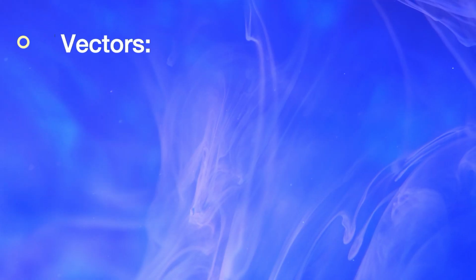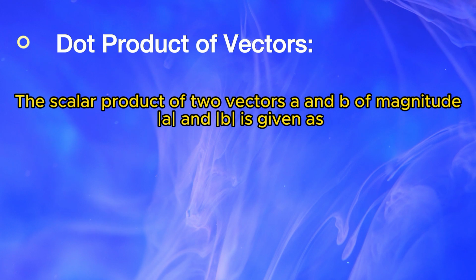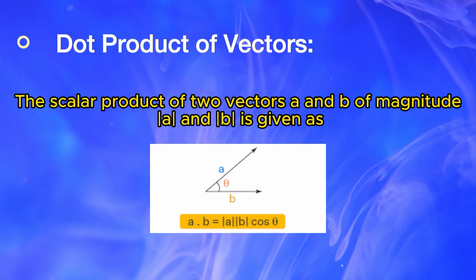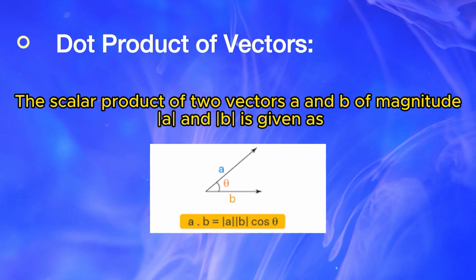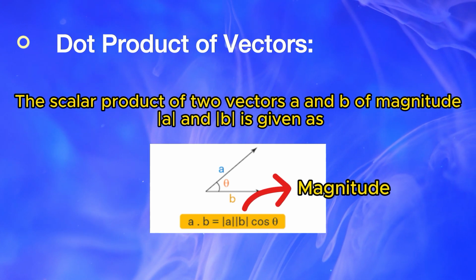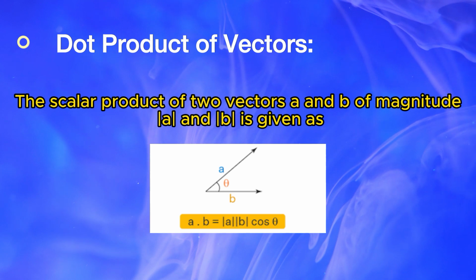Dot product of vectors. The scalar product of two vectors a and b of magnitude a and b is given as ab cos theta, where theta represents the angle between the vectors a and b, taken in the direction of the vectors. Here a and b represent the magnitudes of the vectors a and b, and a dot b indicates the dot product of the two vectors.